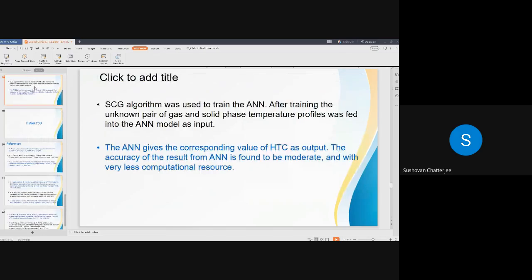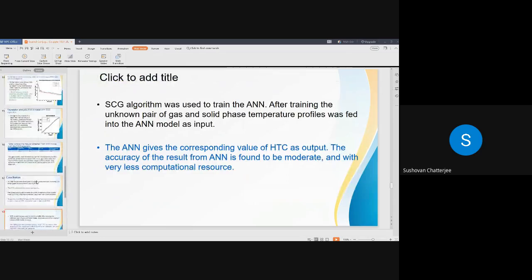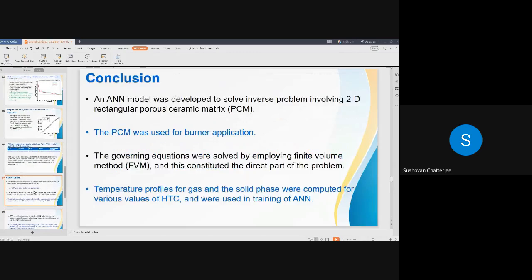Yes, sir. You have not shown your governing equations. Somewhere you have written that the governing equation is solved by employing the finite volume method. Where are your governing equations? So actually this is a group project, so many parts were done by our teachers, the professors, so maybe that is why I am not more clear about this.